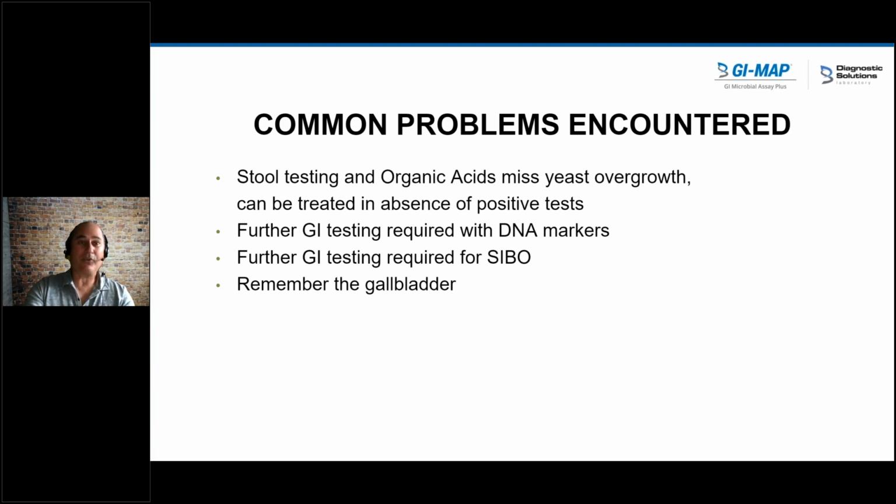You may want to do further GI testing, right? With the DNA markers. That's kind of hint, hint, the GI map test. So sometimes you'll find a non-PCR based test misses things, in which case I'll suggest that. A patient comes in, they did a non-PCR based test, and everything looks normal. I'll suggest that they do a GI map. It's a little more advanced DNA-based PCR testing. We might find something.